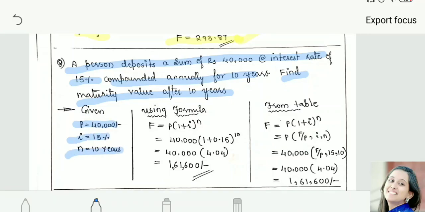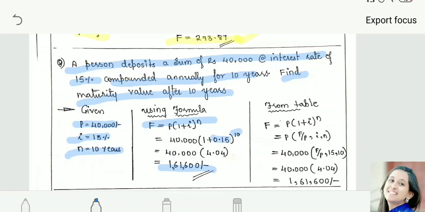So we have the formula F = P(1 + i)^n. When you substitute, 40,000 times (1 plus rate of interest, 15 by 100 is 0.15), and n is given as 10 years, so you are writing 10. When you substitute, you will be getting 1,61,600 rupees. Now I'll explain how to use the table.